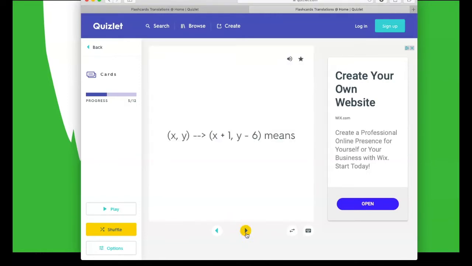How about this one? X plus 1, y minus 6. What does it mean? Awesome. 1 to the right, 6 down. You're killing it. You're doing a great job.